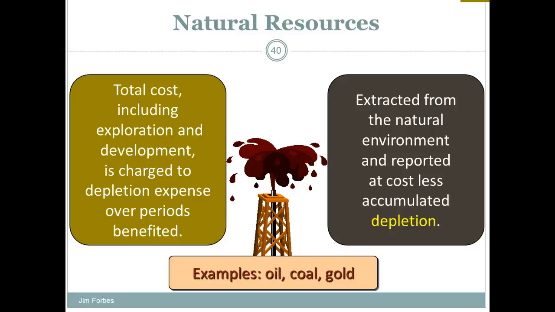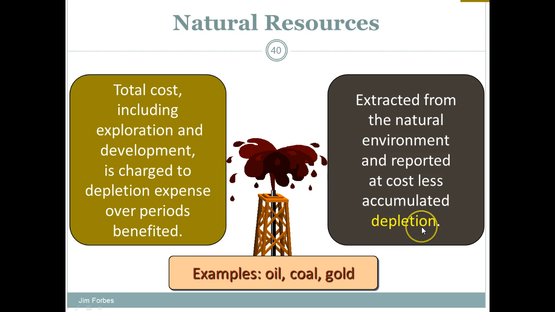Natural resources. Again, these examples would be like oil mines, coal mines, gold mines, oil fields. It could be ranches, could be timber. There's a lot of major assets that are considered natural resources. And when you use up a natural resource, you are not depreciating it. What you're doing is you're depleting that resource.